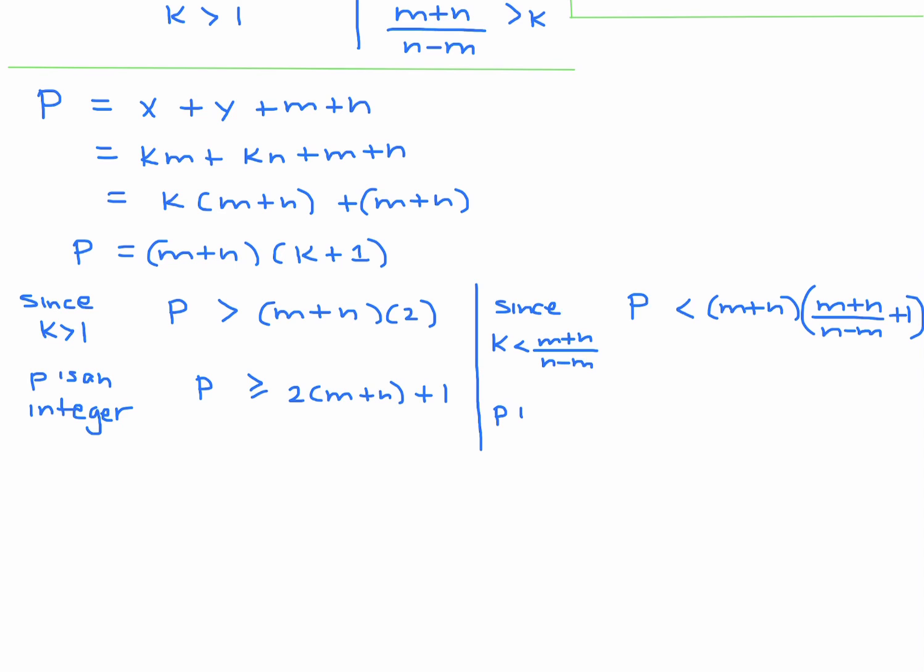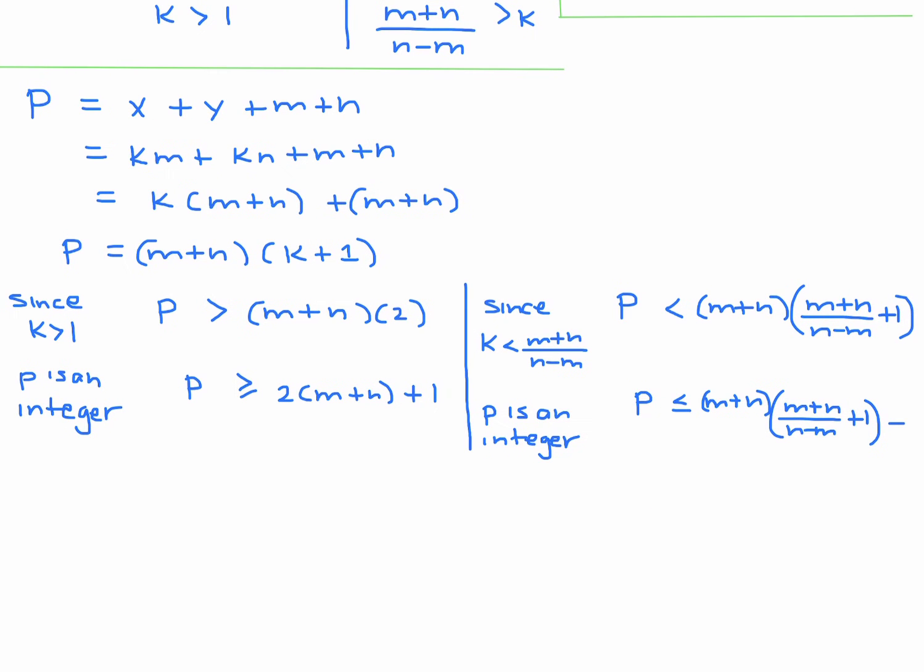And in a very similar way, since P is an integer, P has to be less than or equal to M plus N times that M plus N over N minus M plus 1, minus 1. So for example, if this was, say, 14 and P is less than 14, P has to be at most 14 minus 1, which is 13. So that's why we put in that negative 1 there.